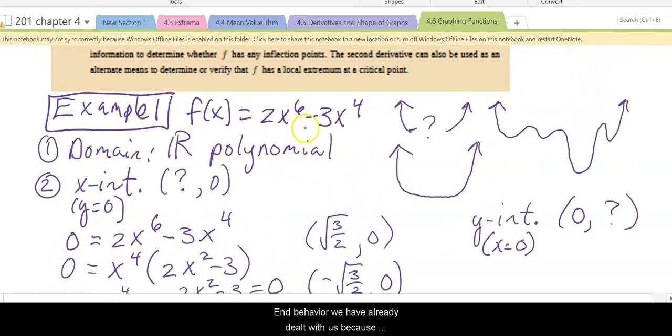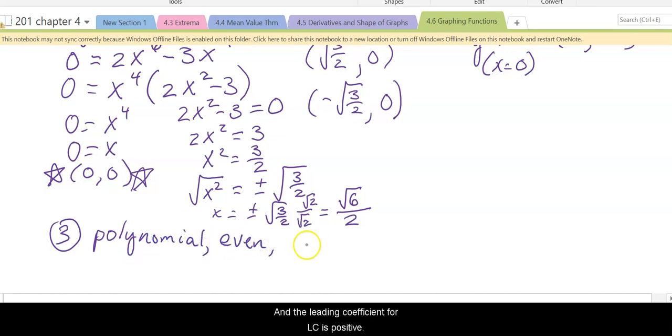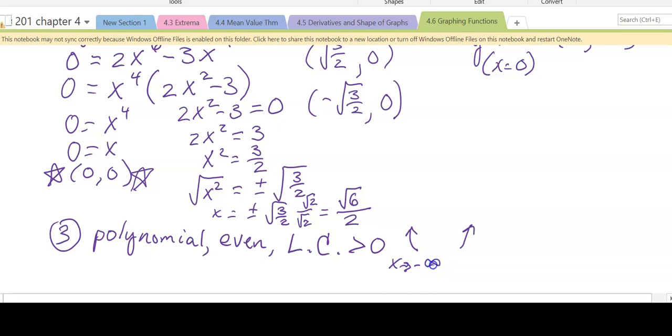End behavior we have already dealt with because we noticed from the beginning it was a polynomial of degree 6. However, for completeness, let's go ahead and write that down. It's a polynomial, it is even degree since it's 6, and the leading coefficient, or LC, is positive. That means it's going to go up to infinity as x goes to negative infinity, and it's going to go up to positive infinity as x goes to positive infinity. The far left and the far right of the graph go up to infinity.